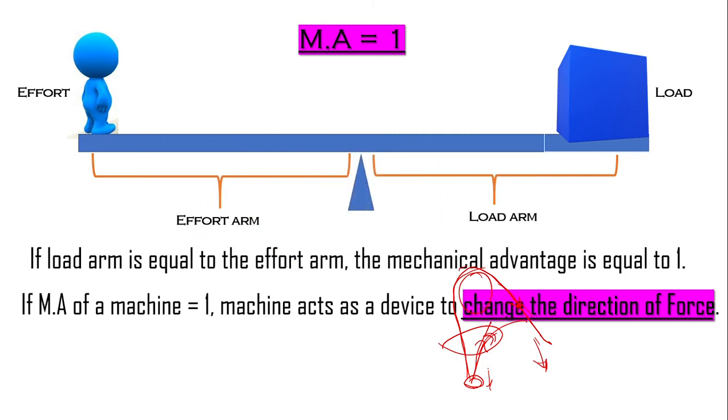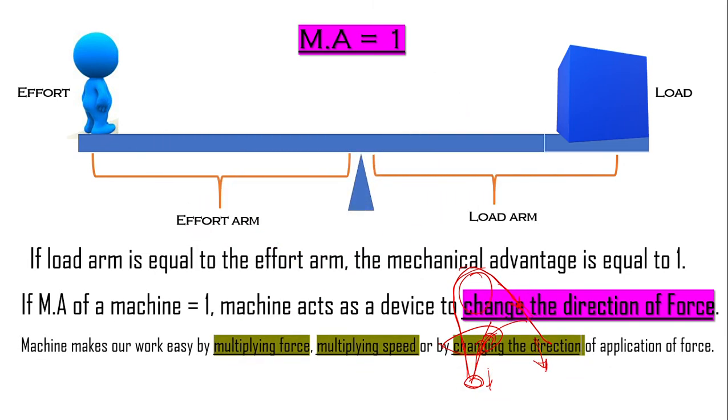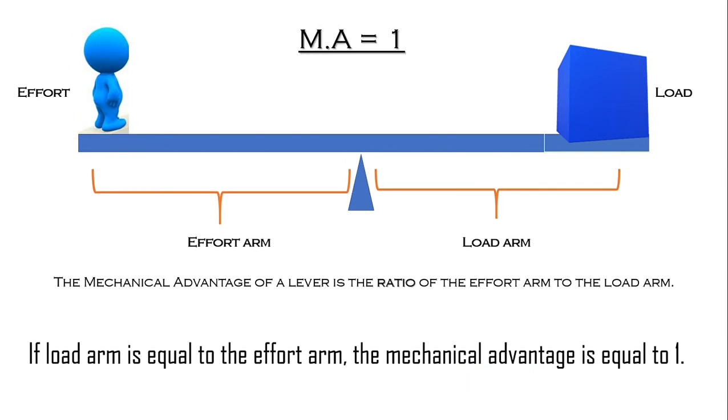All right, so we'll stop over here. One last point: how does a machine make our work easy? It makes our work easy by multiplying force, acting as a force multiplier, or by multiplying speed, or by changing the direction of the force.